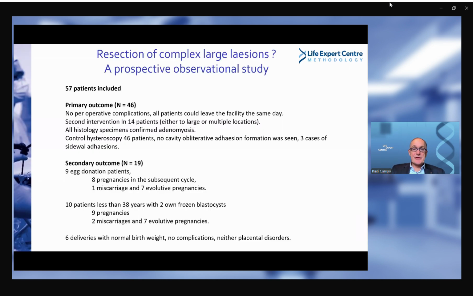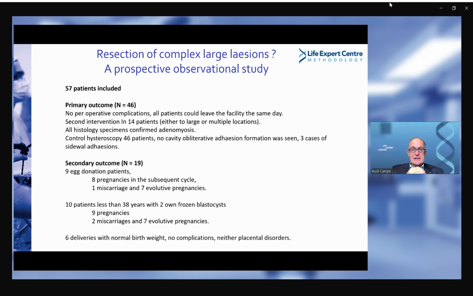Interesting. The results. We have today 75 patients included in this prospective observational study. 46 received their second look hysteroscopy. We have no perioperative complications. All patients could leave the facility the same day. Only conscious sedation, so no intubation, no laryngeal mask, only oxygen.